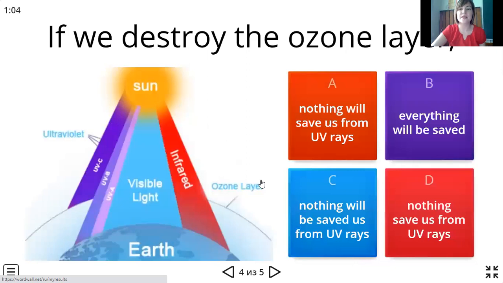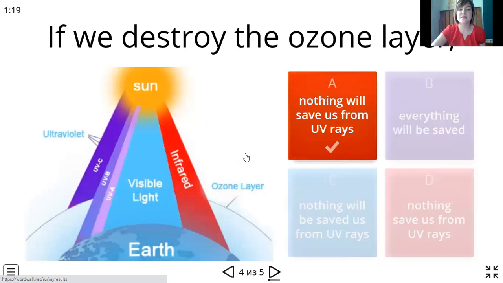Next sentence. If we destroy the ozone layer, nothing will save us from UV rays. Everything will be saved. Nothing will be saved us from UV rays. Nothing will save us from UV rays. And we've got the condition. We are looking for the result. And we need the verb in active voice. So we'll choose A.